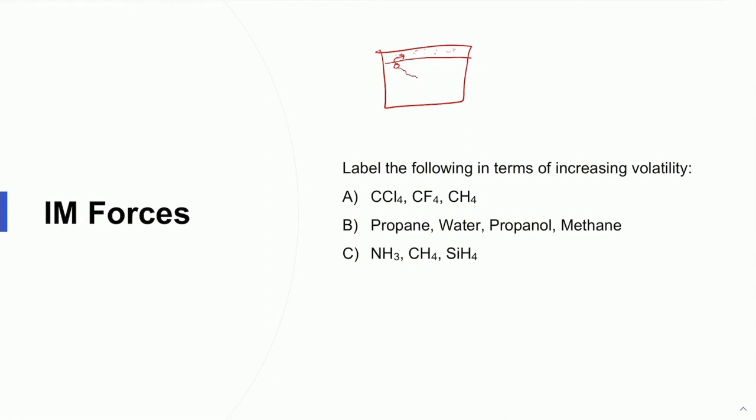If they're interacting strongly with one another, they can't jump up very easily. And so only substances that have lower or weaker intermolecular forces will have higher volatilities, because that means more particles are jumping up into the gas phase.